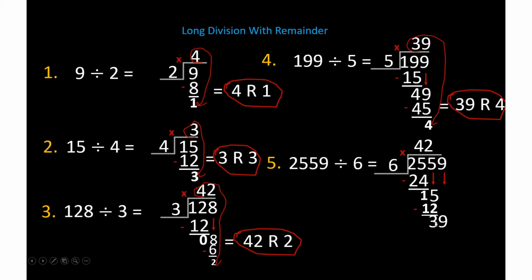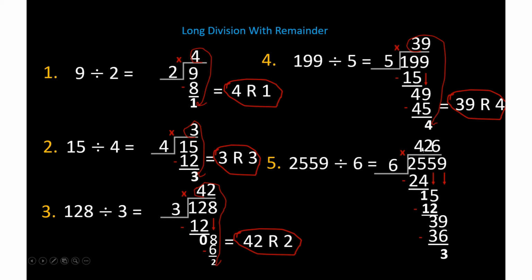How many 6s are there in 39? You see that there are 6 sixes, and the 6 sixes will sum up to 36, because we say 6 times 6 is 36. We subtract 36 from 39 to see our remainder. So 9 minus 6 is 3. 3 minus 3 is 0. So our remainder is 3.